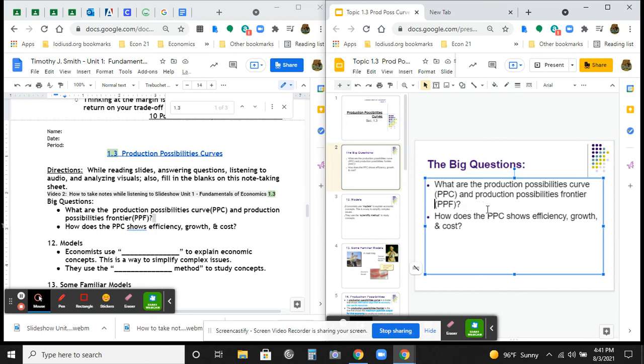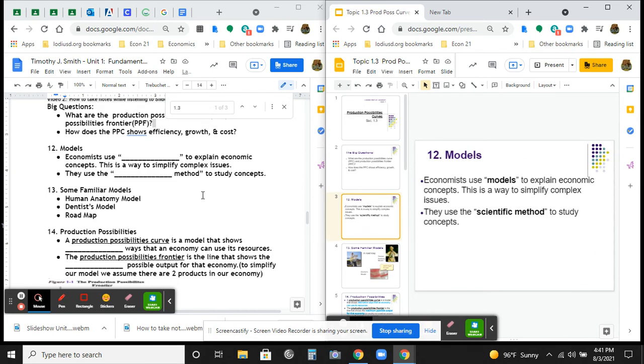Well, this slide shows you can answer that. How does the PPC, the production possibility curve, show efficiency, growth, and cost? Once you get an acronym, you're going to want to take note of it and be ready if it comes up again. I would encourage you not to just say PPC, because you're going to want to know what it stands for.